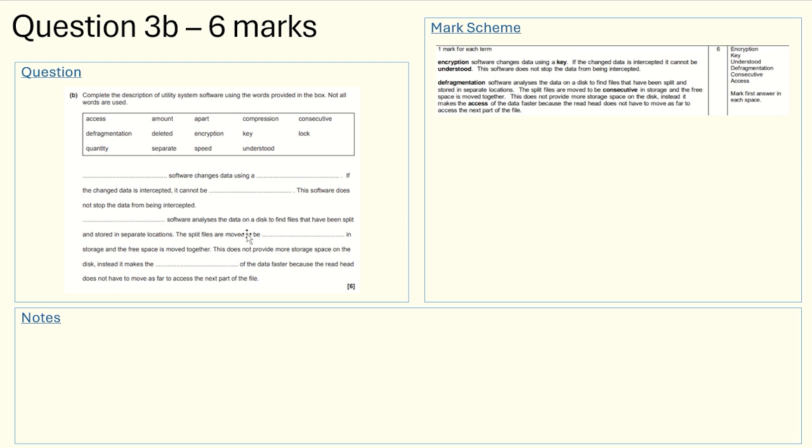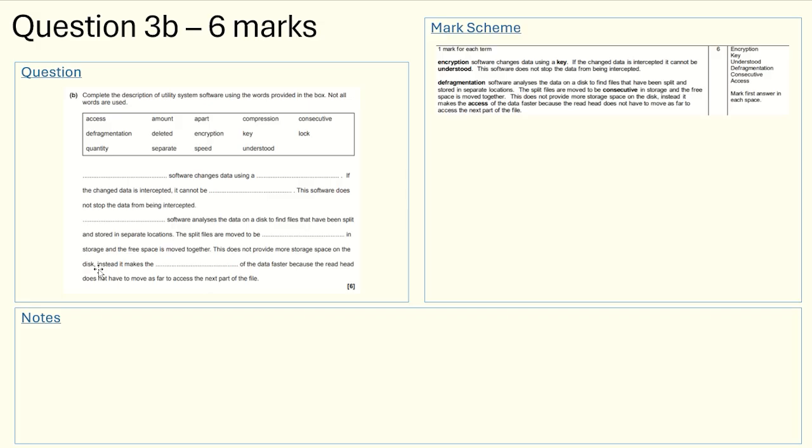The split files are moved to be consecutive in storage. So defragmentation takes those fragments and it puts them back together. And that means when we open that file up again, the files are together and the hard drive can find it quicker, and therefore it can load it up quicker. So the split files are moved to be consecutive in storage and free space is moved together. This does not provide more storage on the disk. So it doesn't actually give you more space. It's just putting all the free space together.